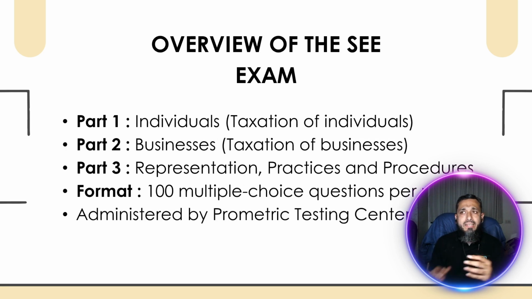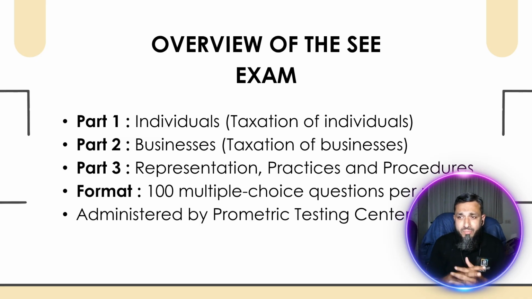The third is the overview of the SEE exam. The Special Enrollment Examination has a total of three parts. Part one is Individuals, part two is Businesses, and part three is Representation. For Individuals, you will be asked about the taxation of individuals, like human beings. Part 2, Businesses, is the taxation of businesses. And Part 3, Representation, covers practices and procedures, like how you need to approach the IRS, how many years of documents to keep, and due diligence.